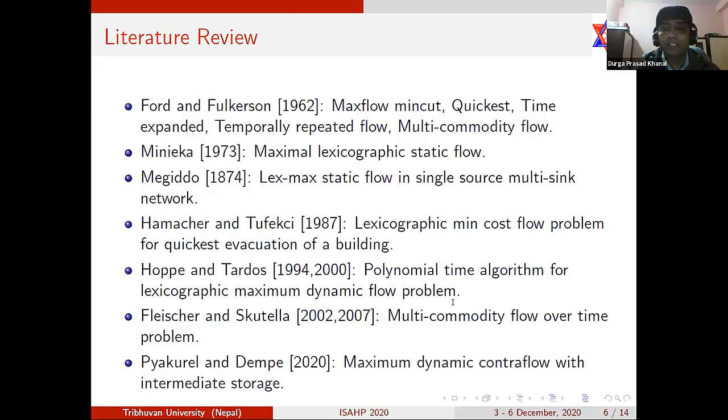Similarly, in '97, Hamacher and Tufekci have given the lexicographic minimum cost flow problem for evacuating the people from a building. They have divided a building into different categories or sections, and all these sections are prioritized, and according to the prioritization, they have evacuated the people. Hoppe and Tardos have given a polynomial time algorithm for the lexicographic maximum dynamic flow problem. For the multi-commodity flow problem, Fleischer and Skutella have given flow over time, that is the dynamic problem in the multi-commodity case. Pyakurel and Dempe in 2020, recently, have studied maximum dynamic contraflow with intermediate storage.